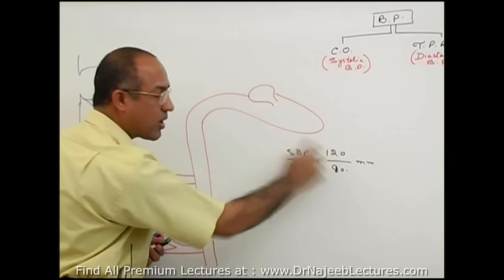Secondly, when an alpha 1 receptor blocker drug acts on arteriolar smooth muscle and blocks the alpha 1 receptors, then arteriolar smooth muscles also relax.